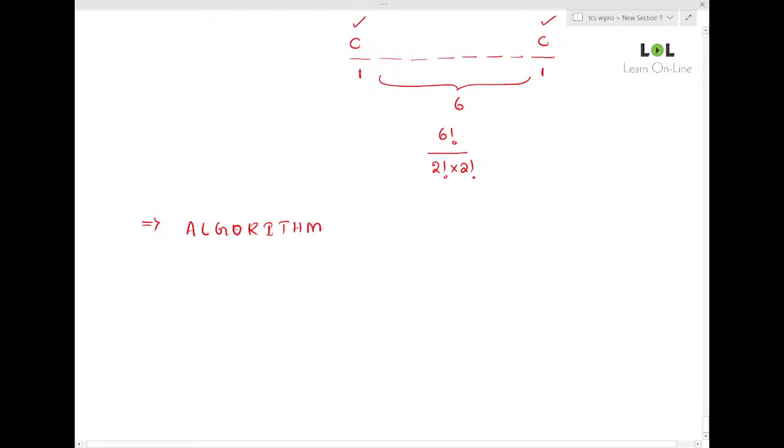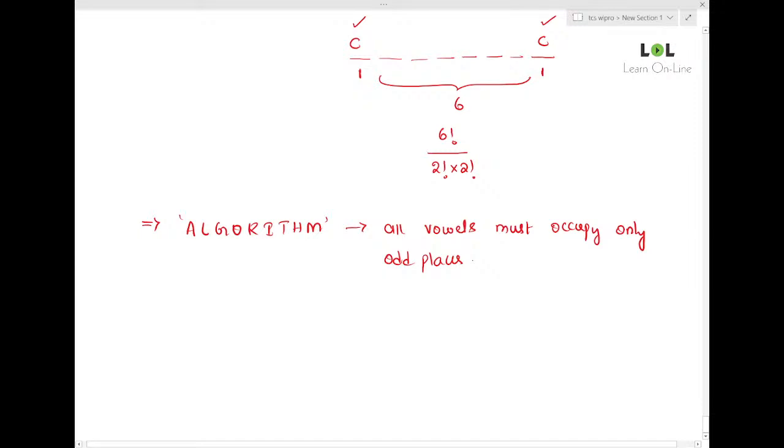Algorithm, my condition will be something like this. All vowels must occupy only odd places. Only odd places. Understand that carefully. Vowels must come in only odd places, nowhere else.